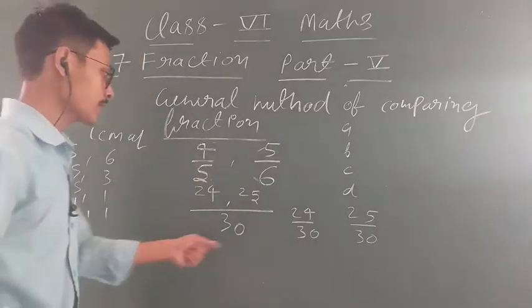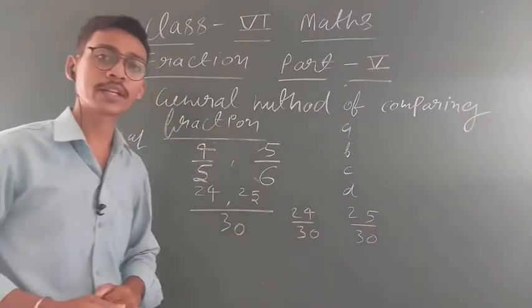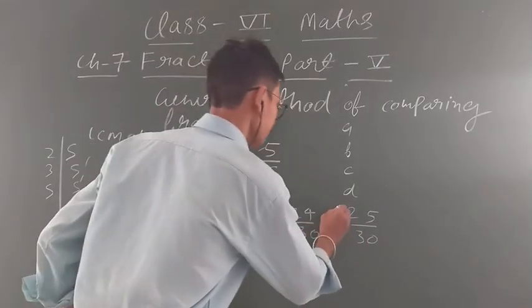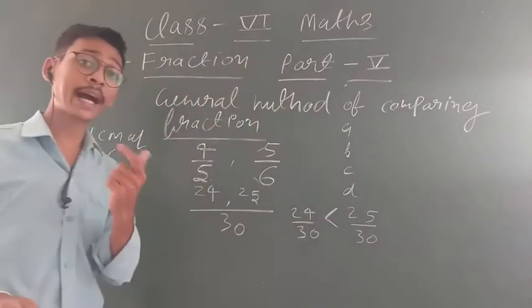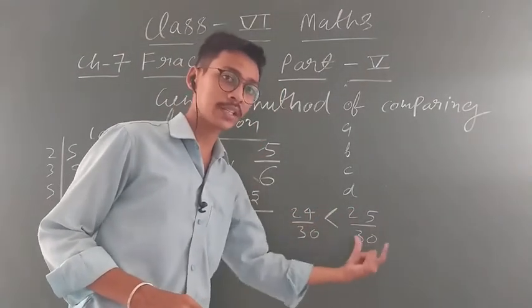So now student, you can see 24 upon 30 and 25 upon 30. Which one is greater, student? You know that this one is greater. By how much? Then you will subtract.